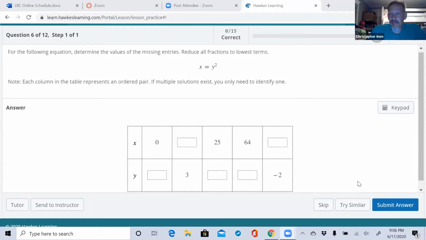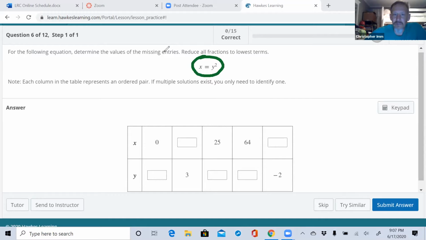So these relations where we have an x and a y value related, we want to plug in either the x or the y value and solve for the other one. So in this case, we have the relation where x is equal to y squared. So there's our relation, and we have a table of values down below.